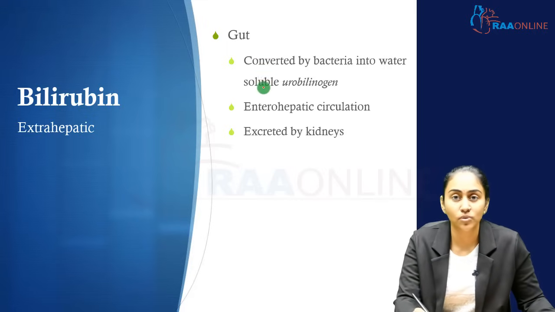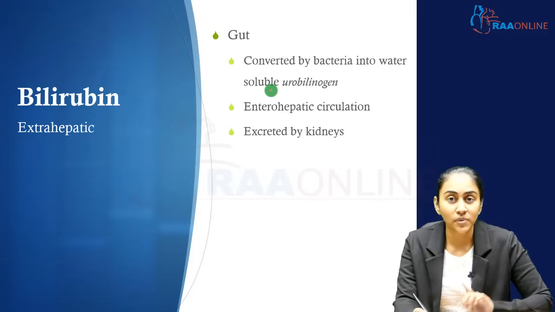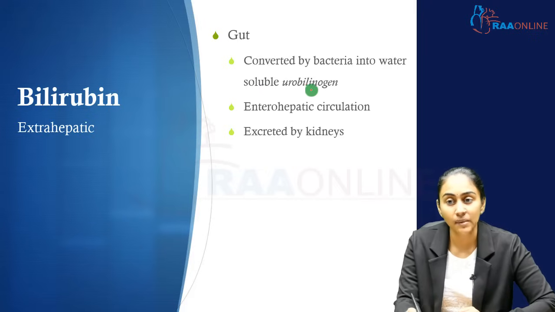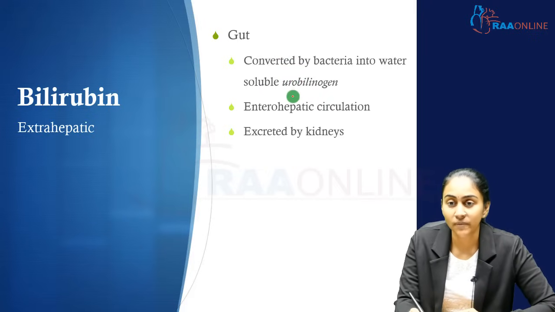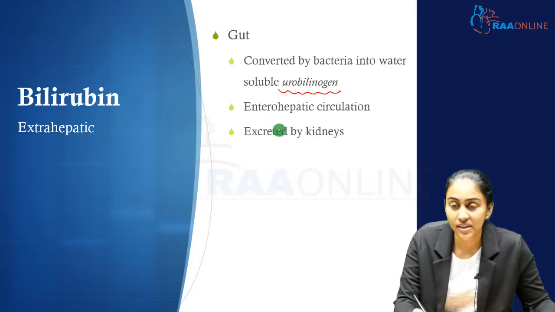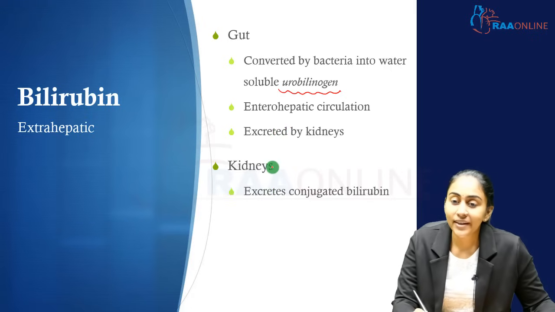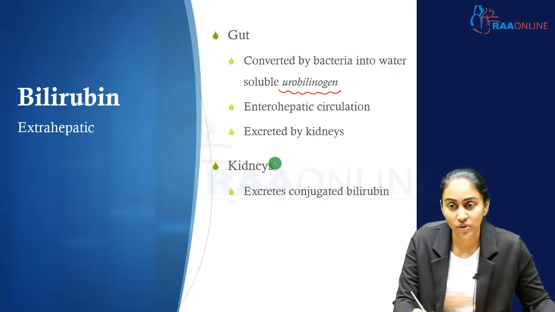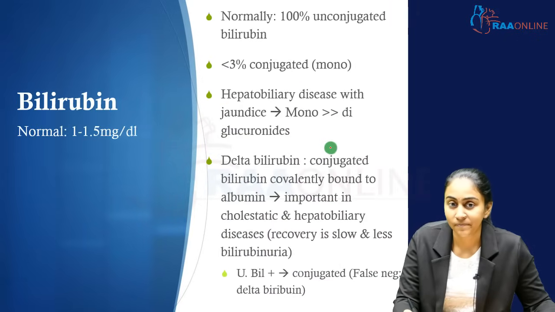Remember, it is the conjugated bilirubin that reaches the gut and that is converted by the bacteria into urobilinogen. And then what happens? This urobilinogen is taken up by the enterohepatic circulation, and parts of it are excreted by the kidneys, and that's how we are able to see urine urobilinogen. Kidneys usually excrete conjugated bilirubin because conjugated bilirubin is water soluble. So, urine may contain both conjugated bilirubin and urobilinogen.